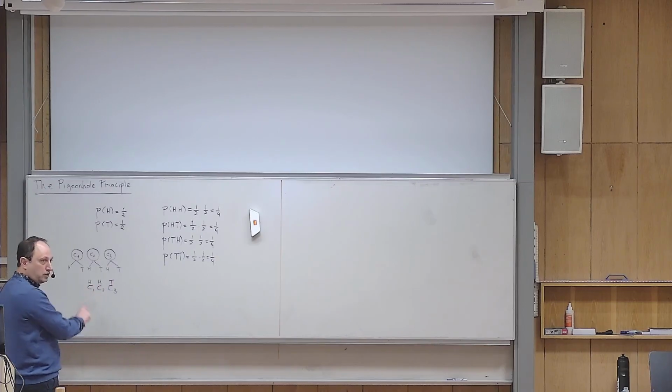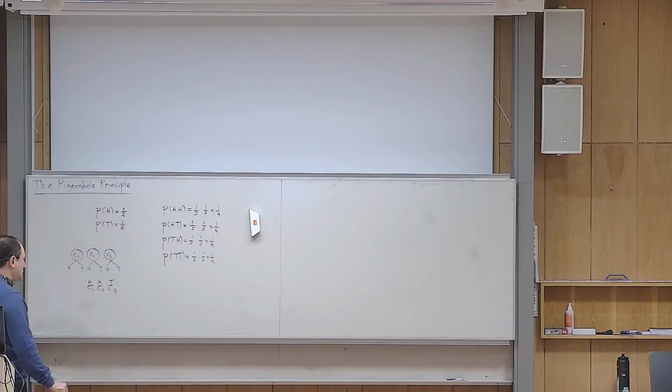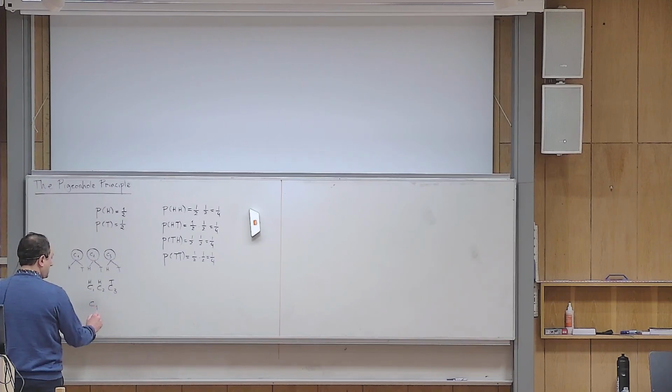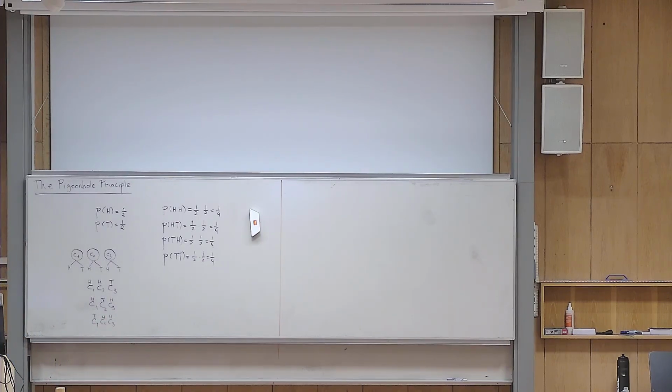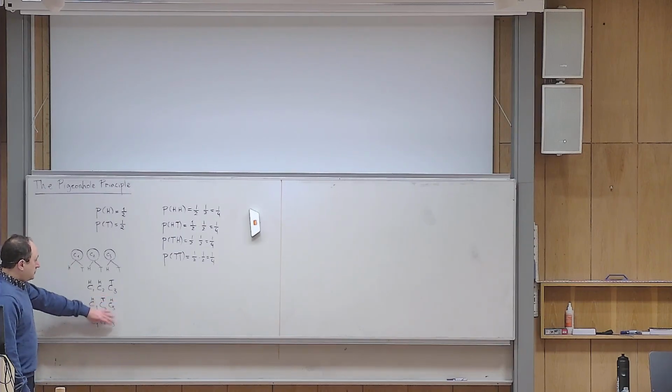But this is not the only combination that makes sense in this problem. For example, another combination is C1 heads, C2 tails, and then C3 heads. And then, is there any other combination? Yes, C1 tails, C2 heads, and C3 also heads. Is there any other combination that I can achieve the goal of exactly 2 heads up? No, so these are the only ones. Okay, now forget about these 2 scenarios.